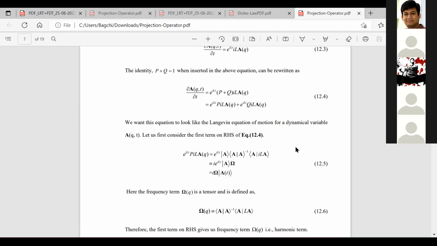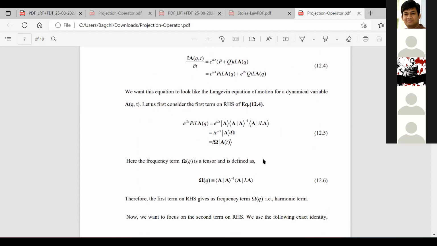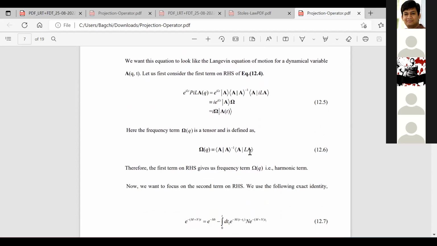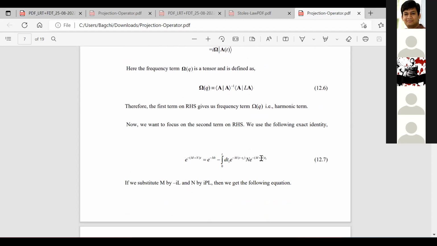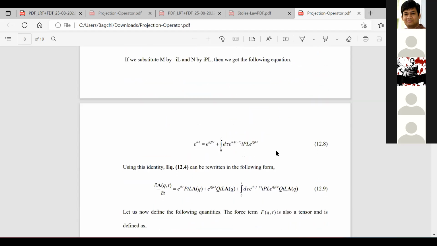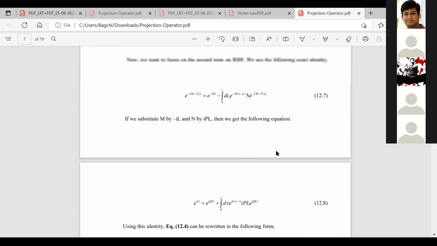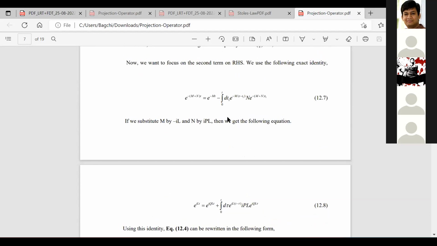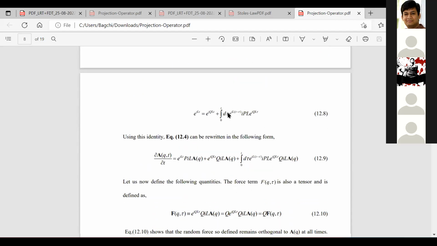So e to the power iLt P iLA, the important thing to know about this quantity is that everything is in what we call our own subspace, the A that we know. So that defines a frequency. This is defined as the frequency term. Okay. Then I'm sorry, this is really very small. This is the same thing going on in the matrix manipulation. Now, since this equation 12.7 is very bad, I'm not going to go through details.